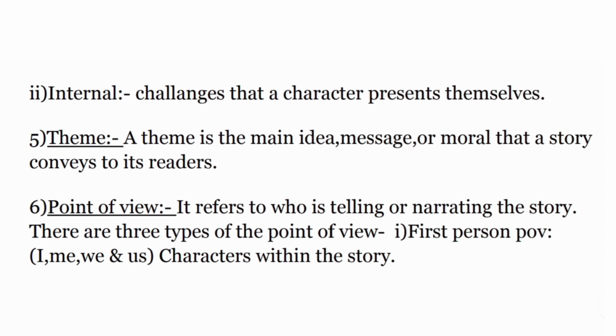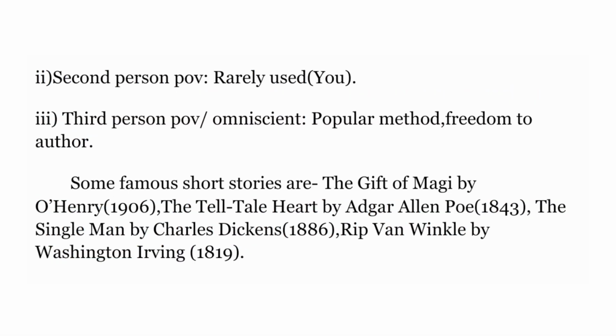There are three types of point of view: first person point of view, I, me, we, and us, characters within the story. Second person POV, rarely used, you. Third person point of view or omniscient, popular method, freedom to author.